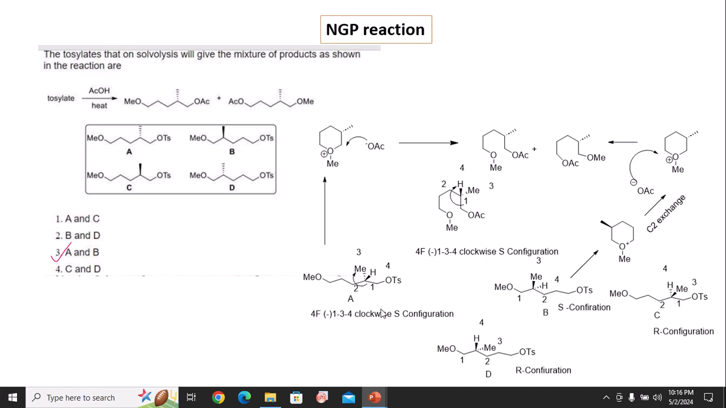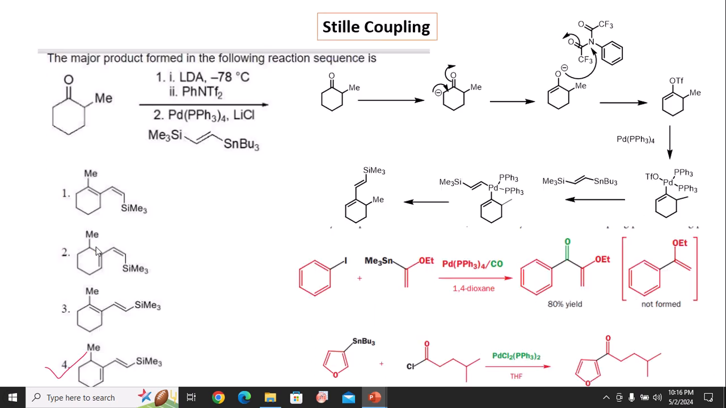Here the configuration of the A isomer and the B isomer is the same. The stereochemistry on the stereogenic center is the same, and we get A and B as the same, so A, B is the correct option.